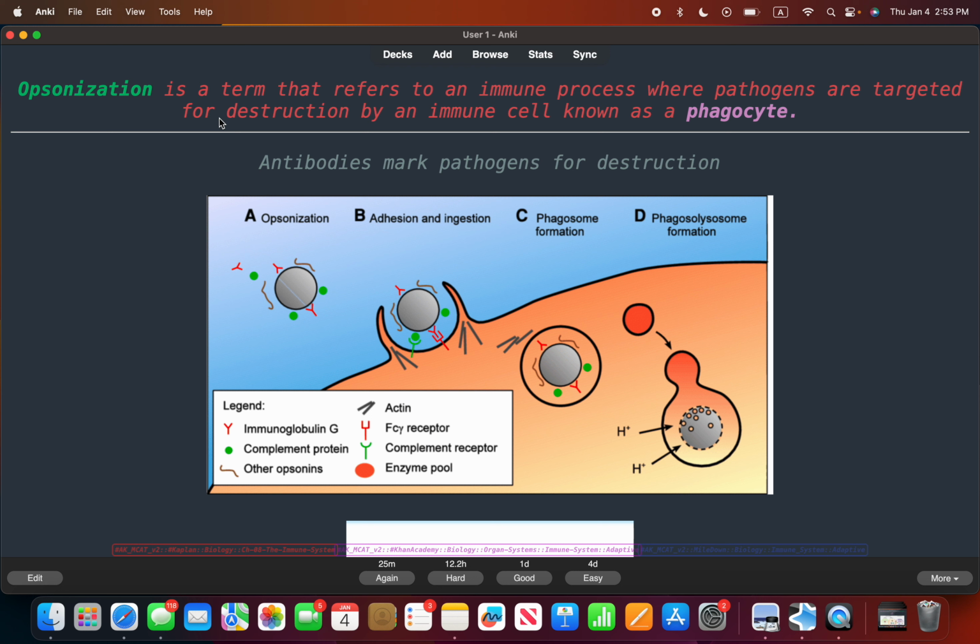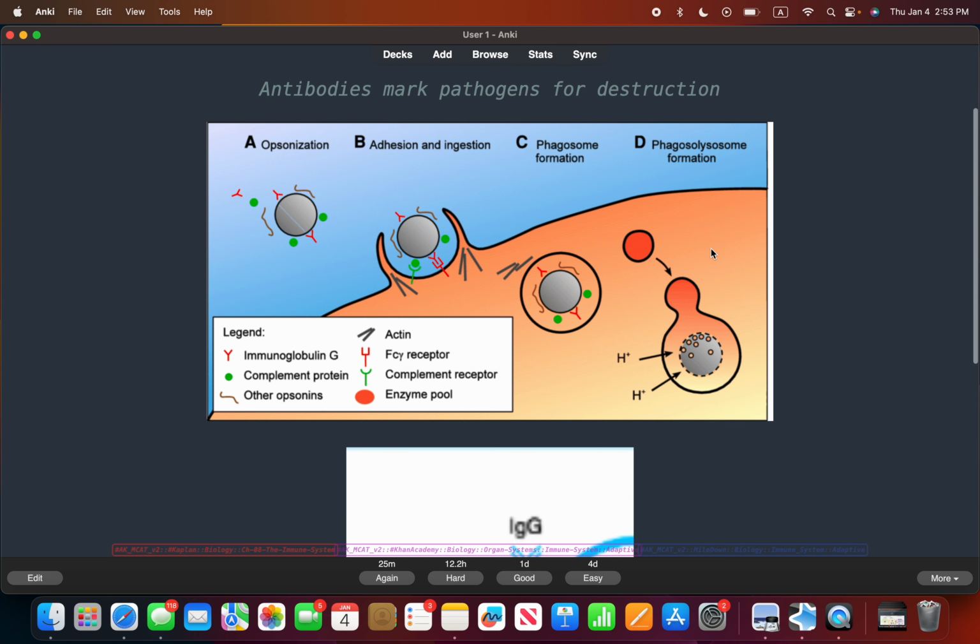B is adhesion and ingestion. C is phagosome formation, and D is phagolysosome formation. And we can see here that the immunoglobulin G, IgG, is the red Y-shaped antibodies here. Then we have the FcγR receptor for the adhesion and ingestion stage.